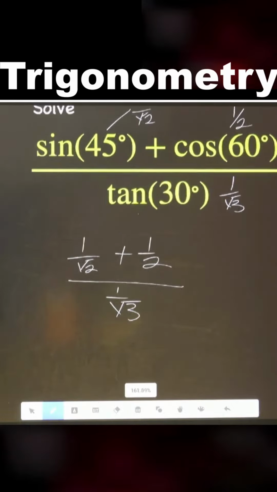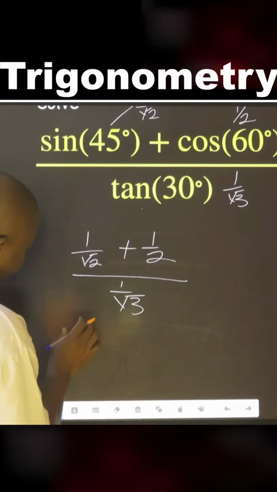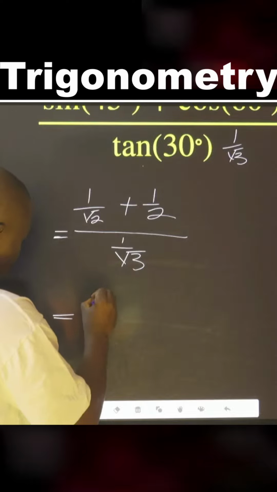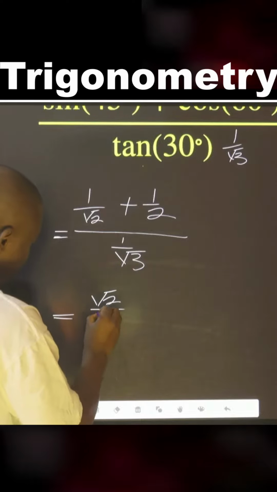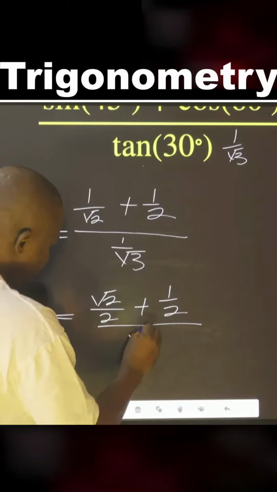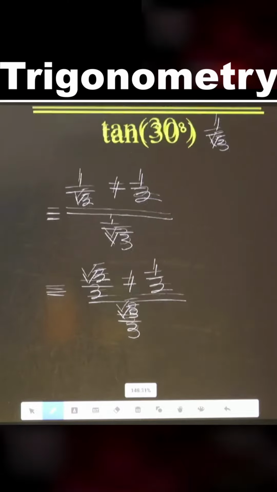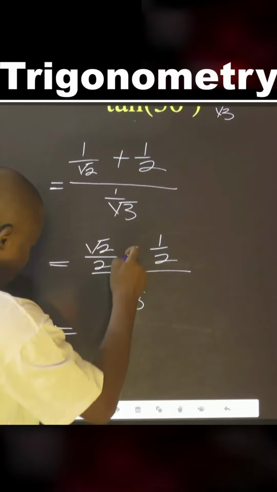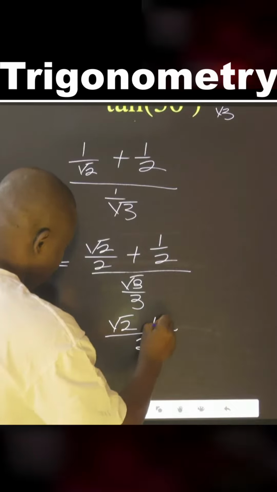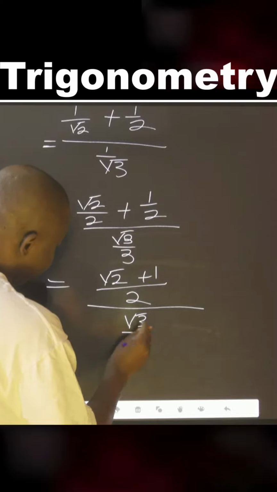Okay? So we need to rationalize the denominator. If you don't know surds, go back and watch my surds class. I've explained this several times. This is square root of 3 over 3. Rationalizing the denominator. Now we can find the LCM of this numerator: 2 square root of 2 plus 1 all over square root of 3 over 3.